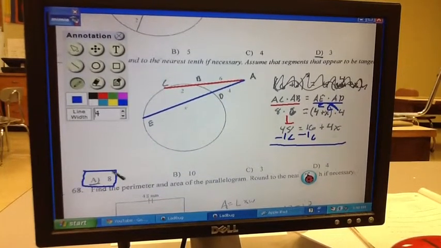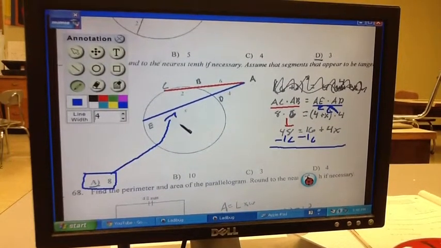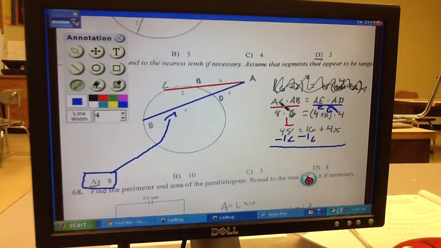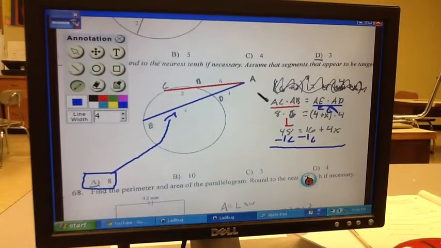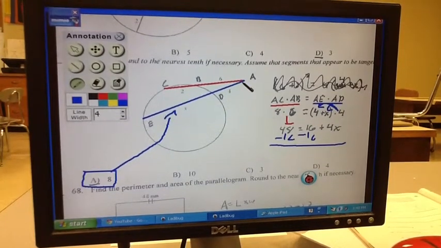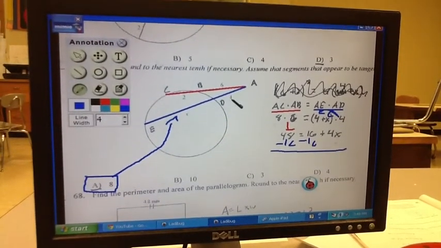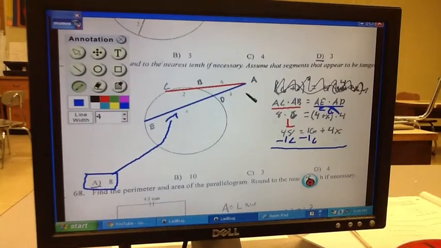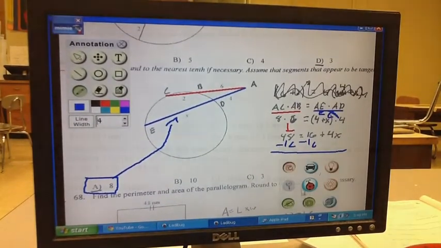If you're ever unsure, if you think you did something wrong, plug 8 back in and see if it works out. Try 8 by 6. Try the whole thing, which is 8 plus 4, which ends up being 12. 12 times 4, and see if it equals the same thing.